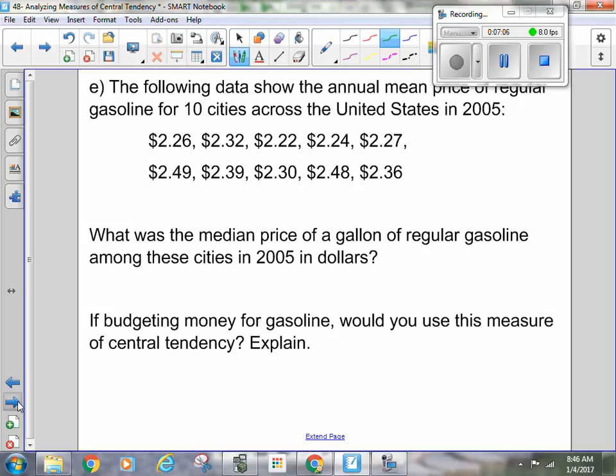Okay, so if budgeting money for gasoline, would you use this measure of central tendency? Explain. So answer, would you use the median to help you budget, or would you rather use the mode, or would you rather use the mean?